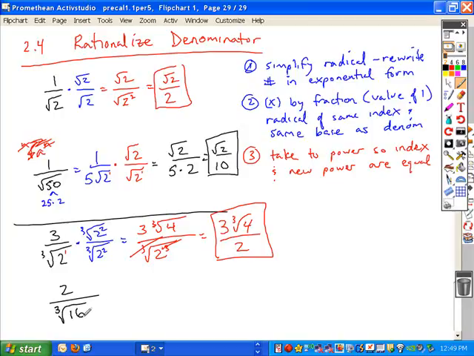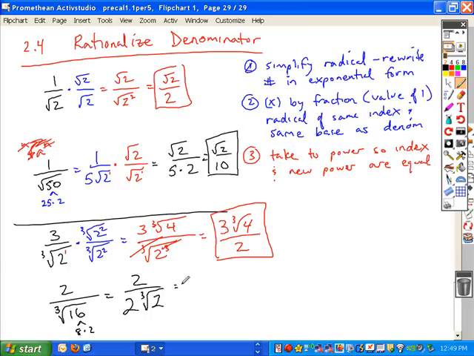Okay. Can you simplify the denominator? Are there any perfect cube factors that you can remove from 16? Yeah. 16 is 8 times 2. So if we rewrite this, the cube root of 8 comes out as a 2. And what factor is left inside the radical? Also a 2.